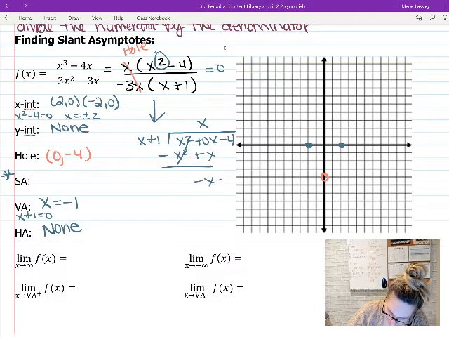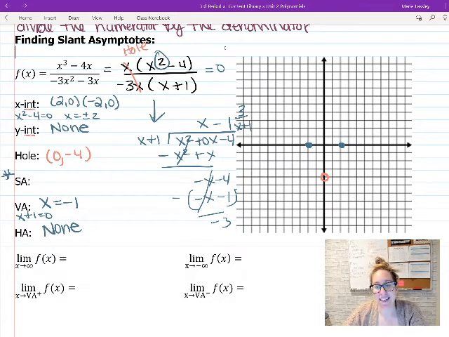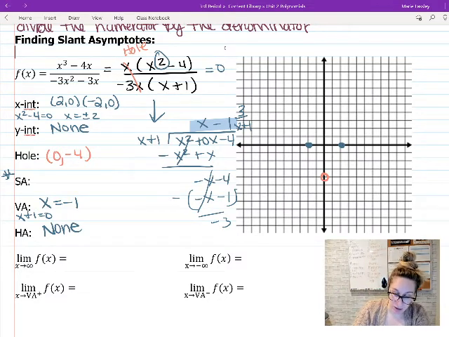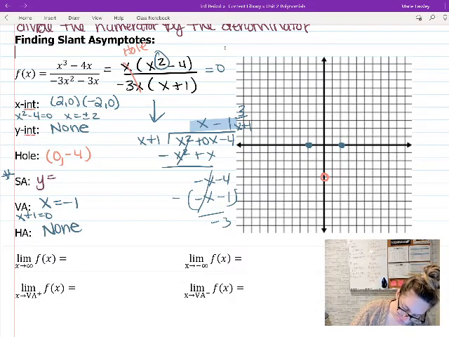This becomes negative x minus 4, so that's a minus 1. And then that becomes negative x minus 1 minus the whole thing. That becomes negative 3. So I do have a remainder, which is fine. So my remainder is 3, which is 3 over x plus 1. It doesn't actually matter. The part that's your slant asymptote is the part out front, that part right there. So everything except the remainder is your slant asymptote. So you have a slant asymptote at the line y equals, it's always y equals, x minus 1.